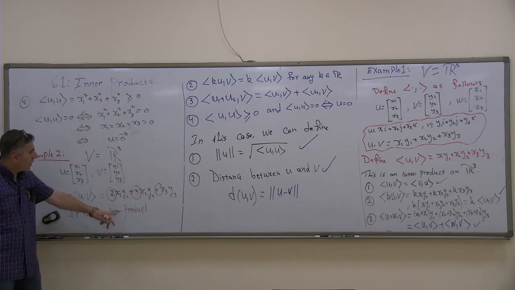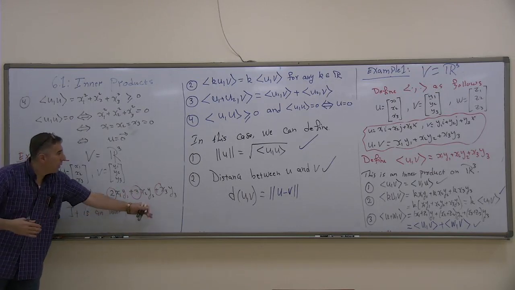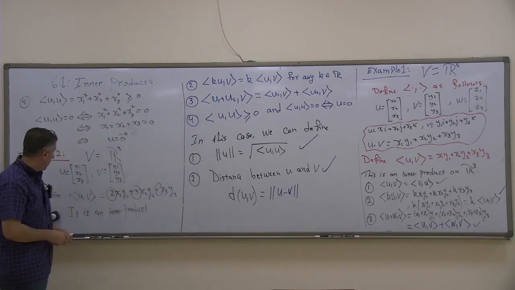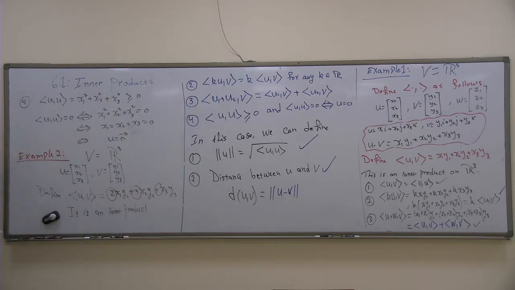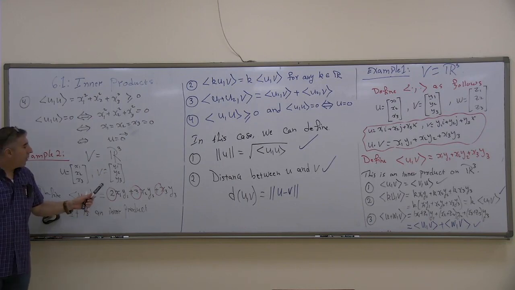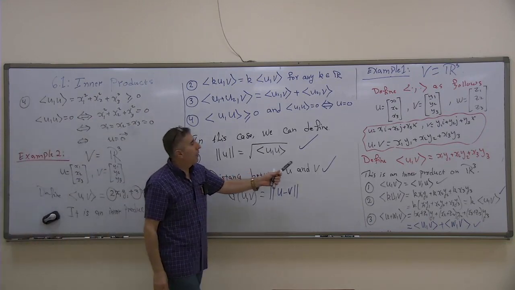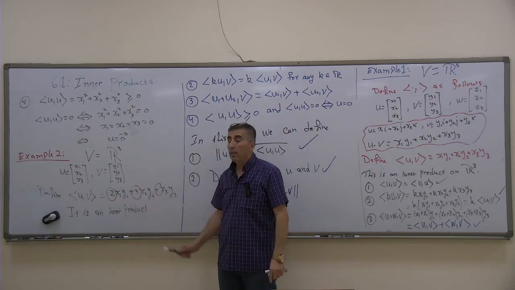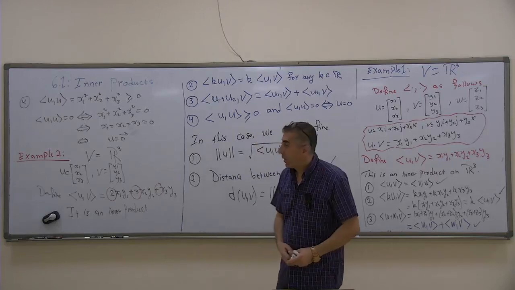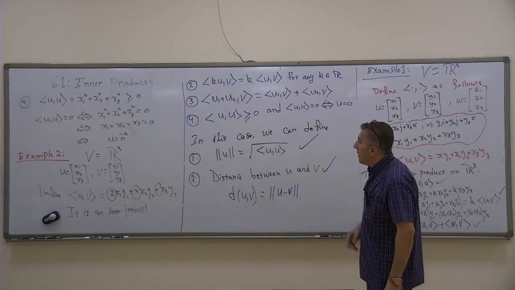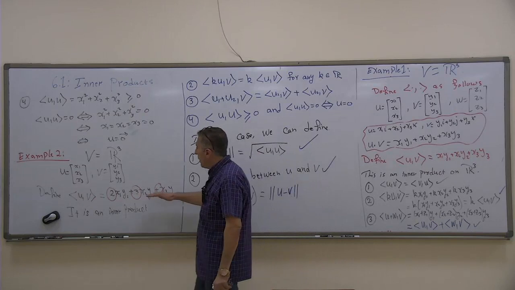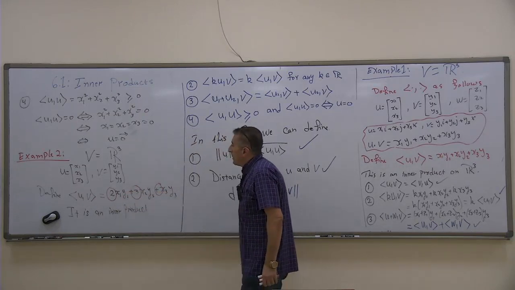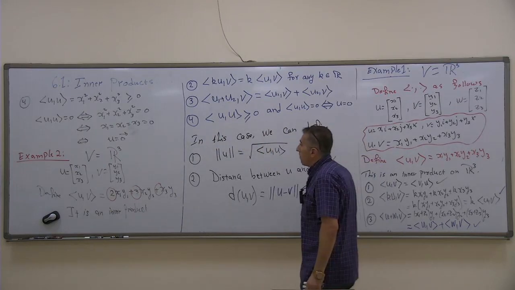So I left some steps here. Please write the steps because you need to practice how to verify those 4 conditions. Okay? So this is an inner product. It is called the weighted Euclidean inner product. This is the Euclidean inner product. This is the weighted Euclidean inner product. Okay? Now, since I'm talking about those, let me here clarify a few more things.